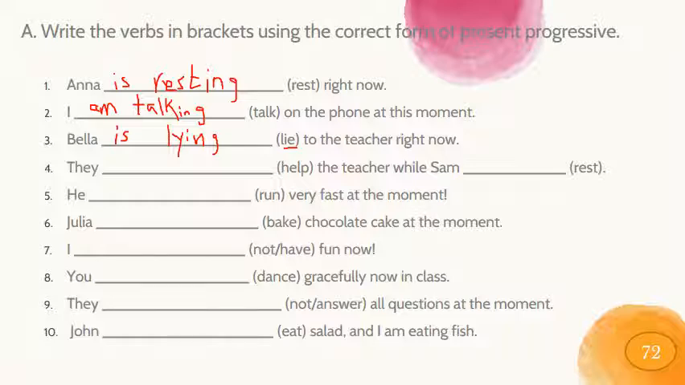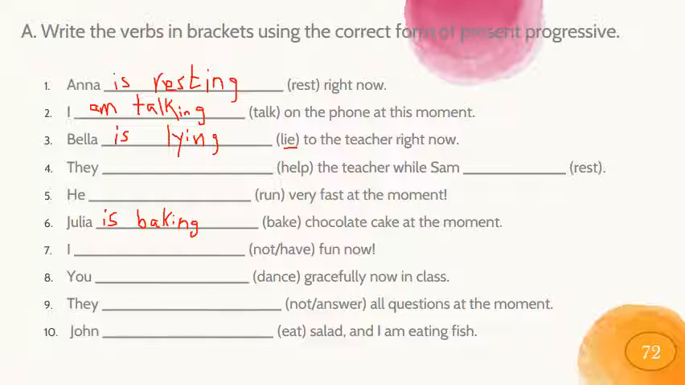Let's move to number 6. Julia baked a chocolate cake at the moment. Julia, singular, is, okay? Bake ends with, sorry, ends with E. So we should remove the E and add ING. Baking. We cannot put EING, no. So we have to remove the E and add ING.